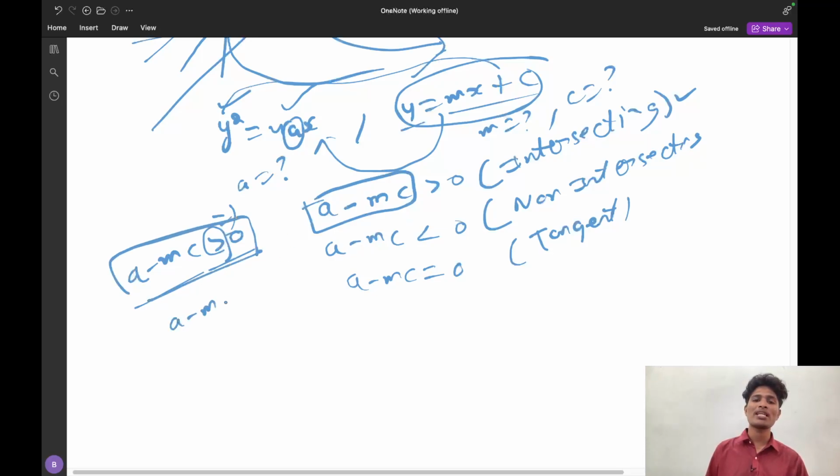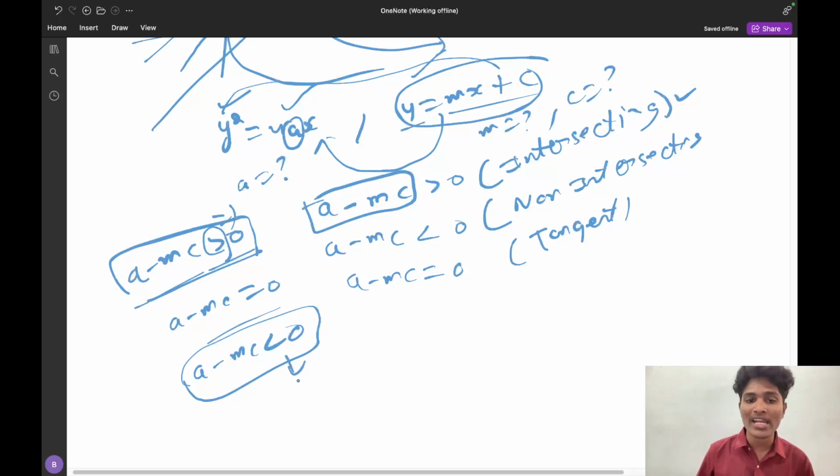And if a minus mc is equal to 0, then it is a tangent. And if a minus mc is less than 0, then it becomes non-intersecting, because here you do not get any intersecting points. So the given parabola and the line are not intersecting when the condition is a minus mc less than 0. These are the important cases.